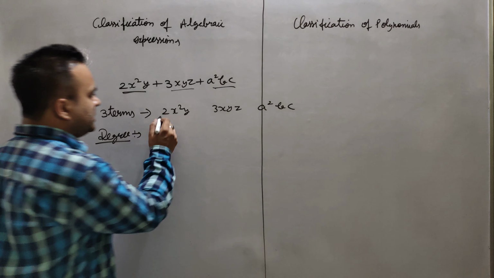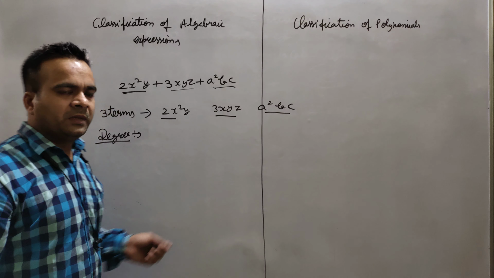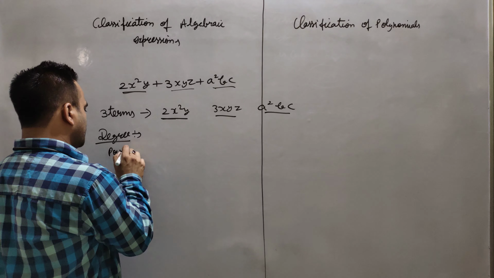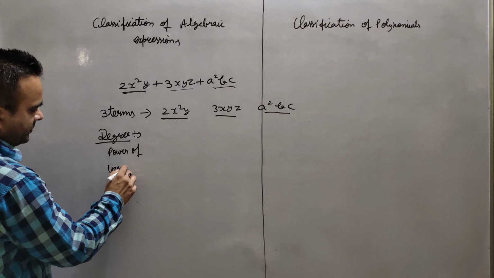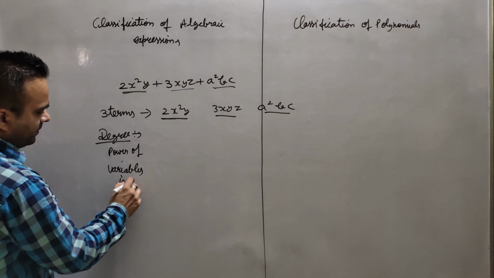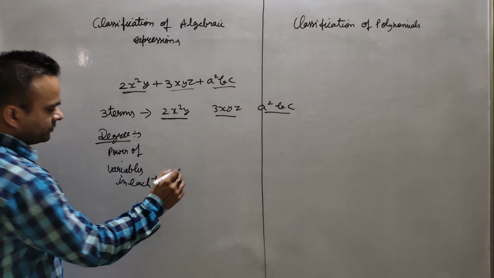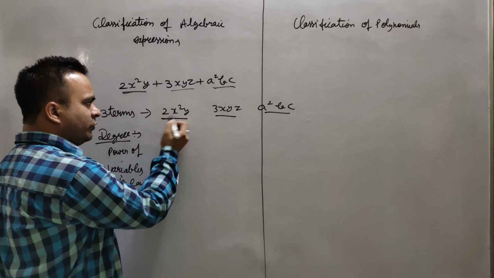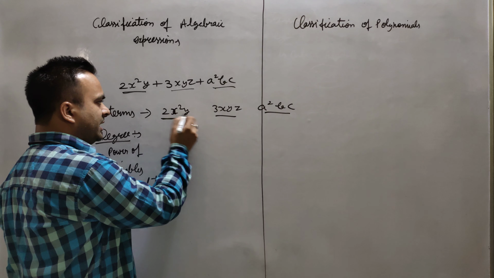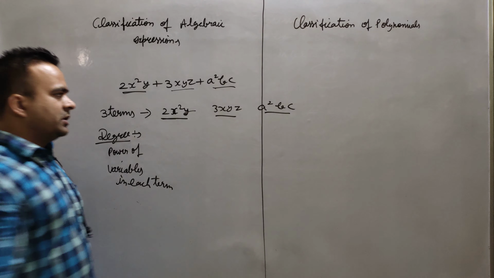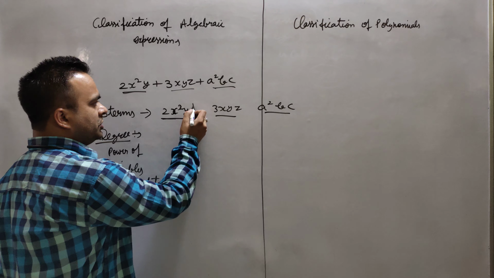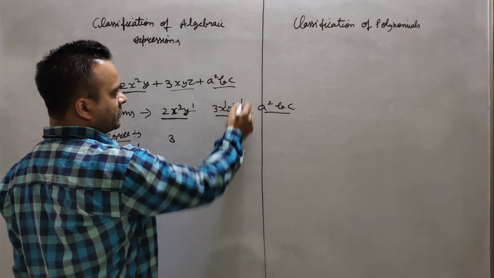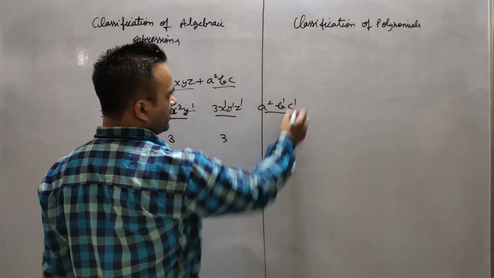Degree means we will see each term separately. Then in each term we will see the power of variables. Power of variables in each term. Right? Okay, how many terms are here? How many terms, not how many variables are here. So you can see x and y, right? And what is the power of x? 2. And what is the power of y? 1. So total power is 3. In this case 3. In this case 4.